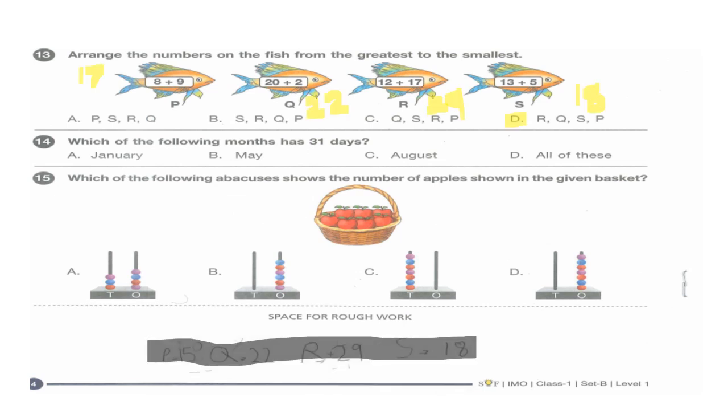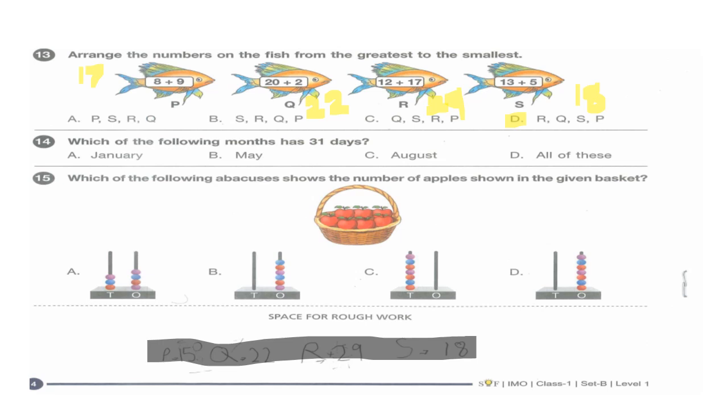So first we will add the numbers. The value of P is 17, Q 22, R 29 and S is 18. So which is the greatest number? 29, and the fish is R. And then after that it's 22, it's Q. And then it is 18, S, and 17, P. The option is D, which says R Q S P. Now let's move on to the next question.